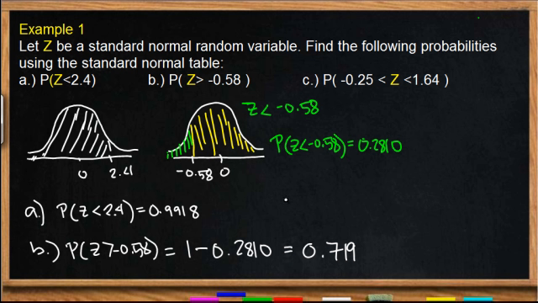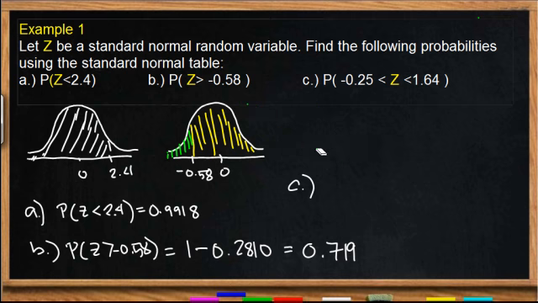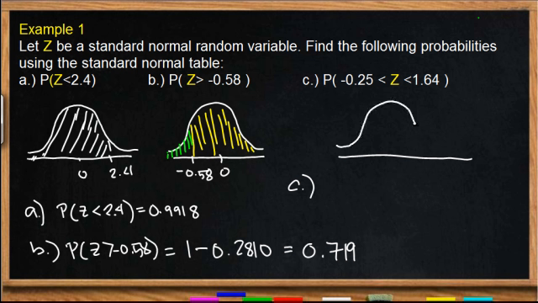How about letter C? The probability that z is in between. Let us draw the curve. So now the probability that z is in between negative 0.25 to 1.64. So this is the area we will look for.